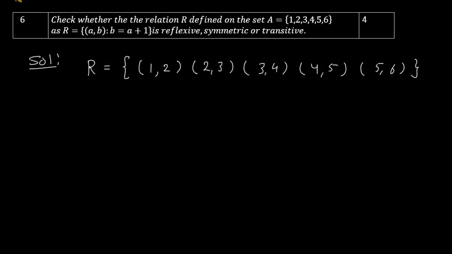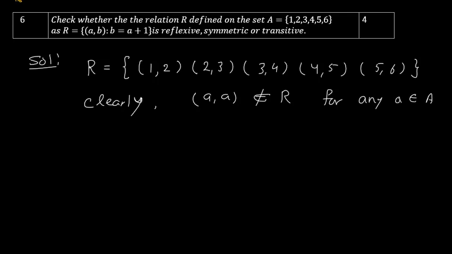Now we have to check whether this is reflexive or not. Clearly, (a, a) does not belong to the relation. (1, 1) is not there, (2, 2) is not there, so (a, a) does not belong to the relation for any a belonging to set A. So R is not reflexive on A.